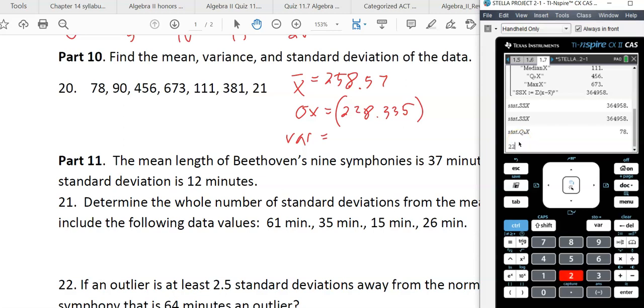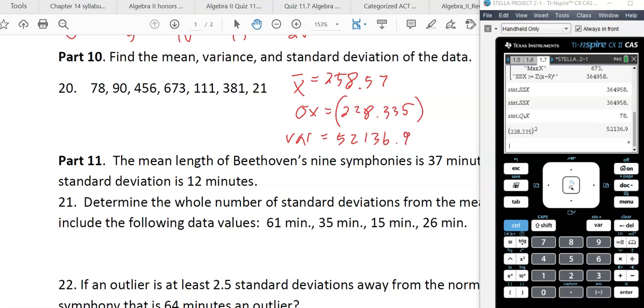So it'll be 228.335 squared. So the variance would be 52136.9 approximately.